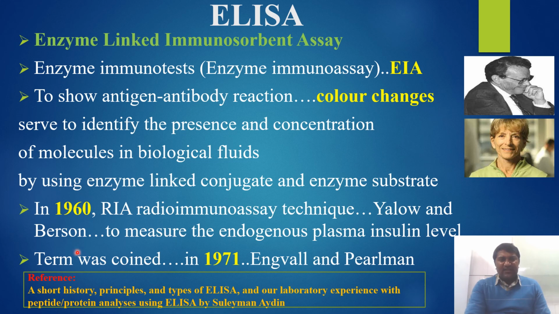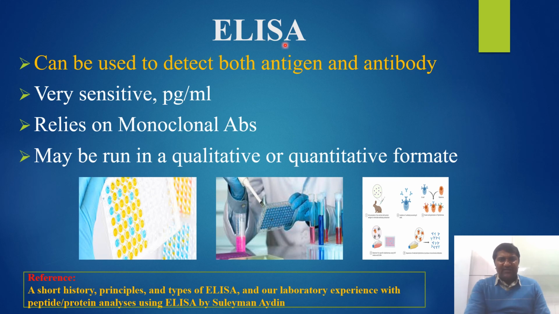The ELISA term was coined in 1971 by Engvall and Perlmann. They belong to Stockholm, and this picture is Peter Perlmann, and this picture is Eva Engvall. So ELISA can be used to detect both antigen and antibody, and it is very sensitive. It can measure picograms per ml and relies totally on monoclonal antibodies, and it may be run in qualitative or quantitative format.